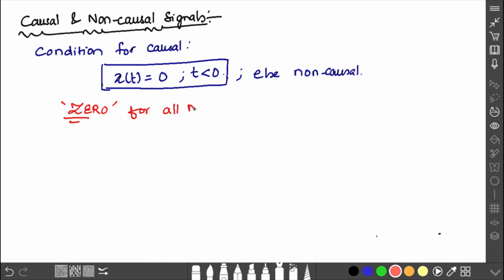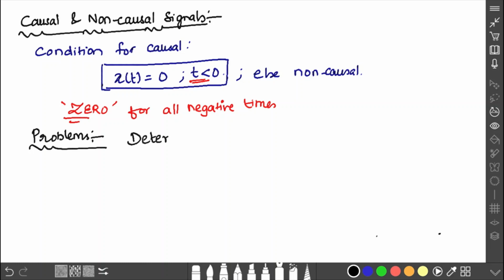So for a given signal, it is 0 for all negative time values. t less than 0 means -1, -2 till -infinity. So 0 for all negative times. Now we will see some of the problems based on causal and non-causal signals.